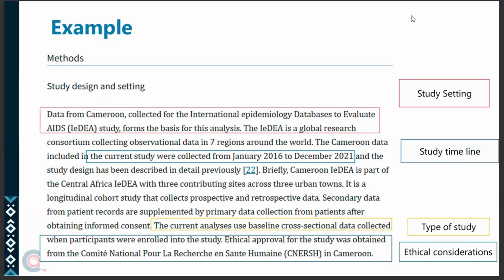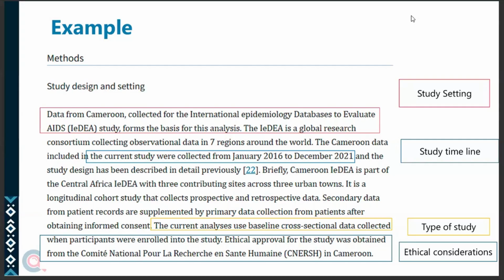It continues by saying the Cameroon data included in the current study were collected from January 2026 to December 2021. So that's the study timeline. It is clearly stated when the data was collected. Also, it is clear what type of study was done. It says the current analysis used baseline cross-sectional data collected. So this was an analysis of a cross-sectional study.